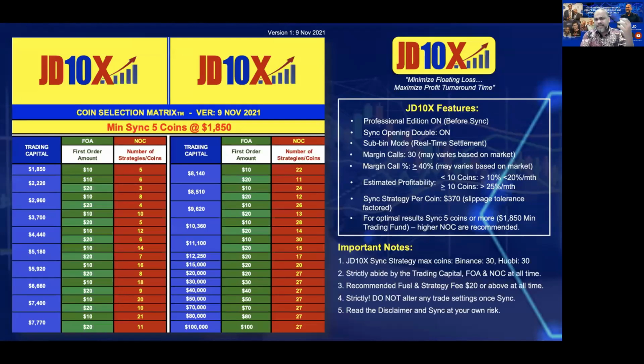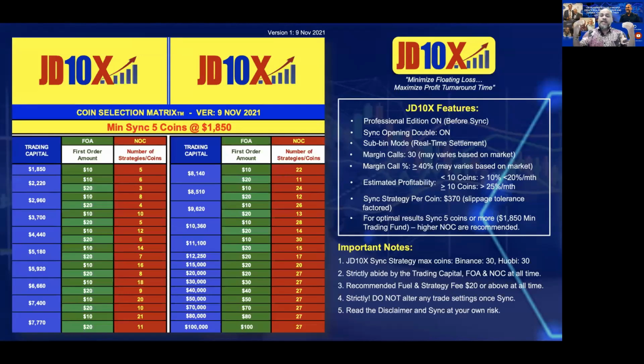Now, these are some of the important notes. JD10X sync strategy, max coin, Binance is 30 and Huobi is 30. Strictly abide by the trading capital, FOA, first order amount, and also your number of coins at all times. This is very important. We want to reiterate this to the team so that you understand some of these important notes.